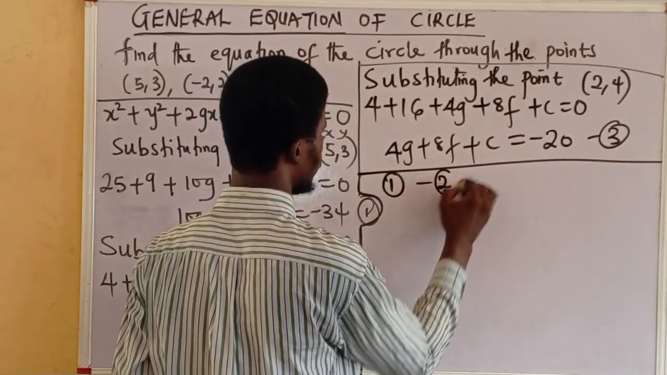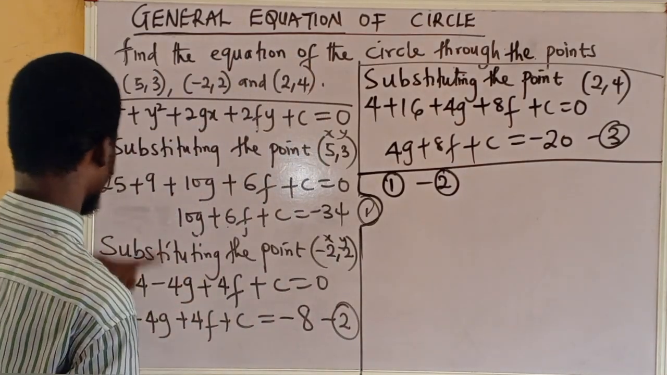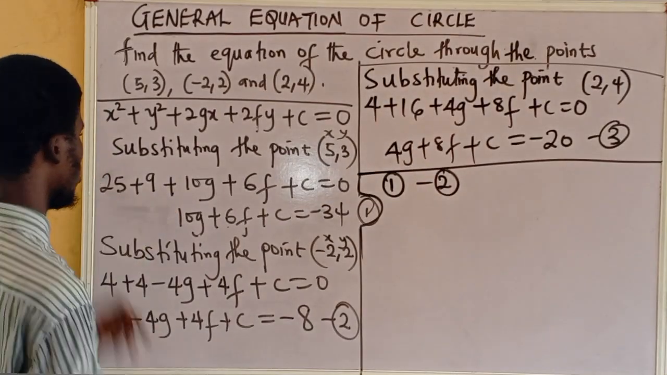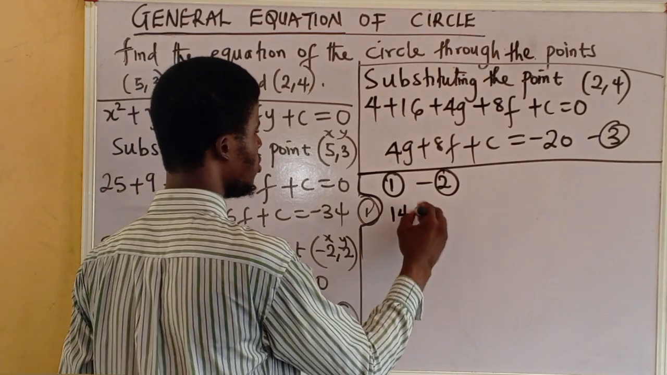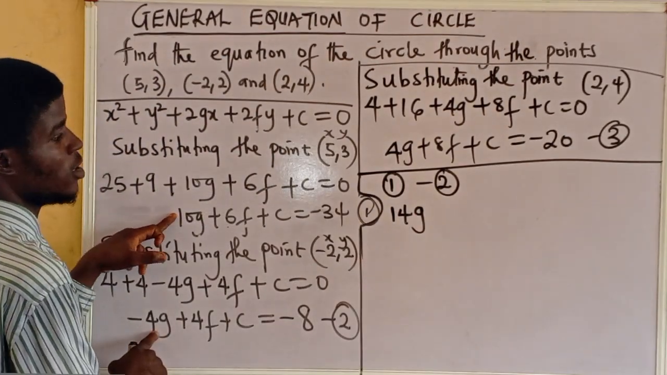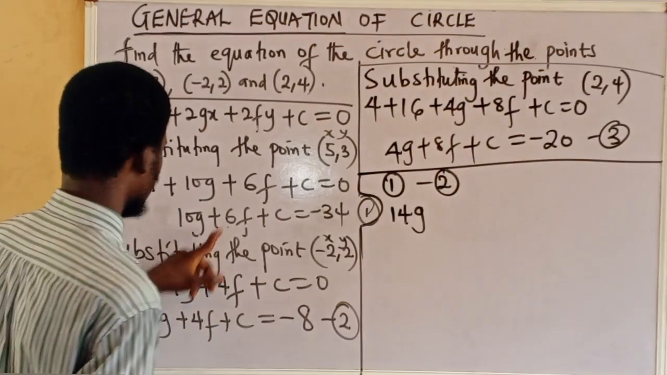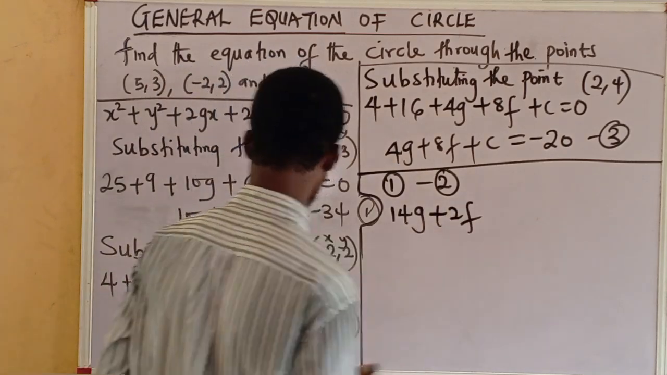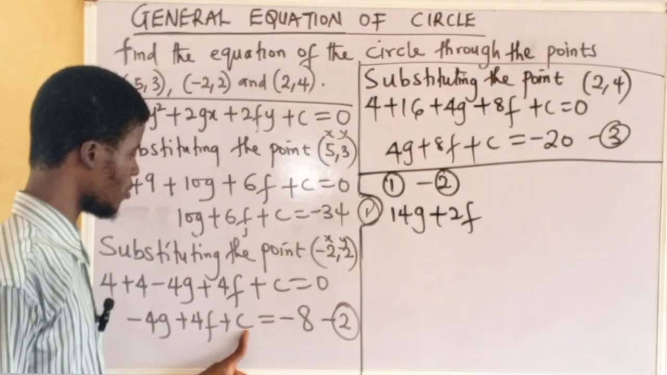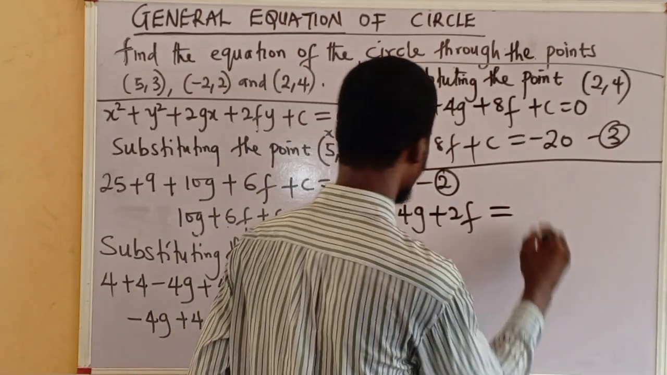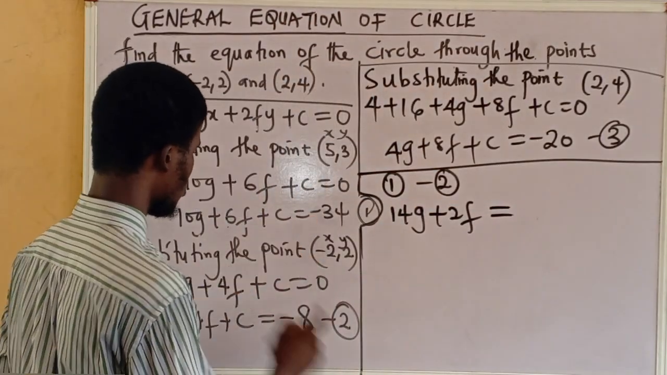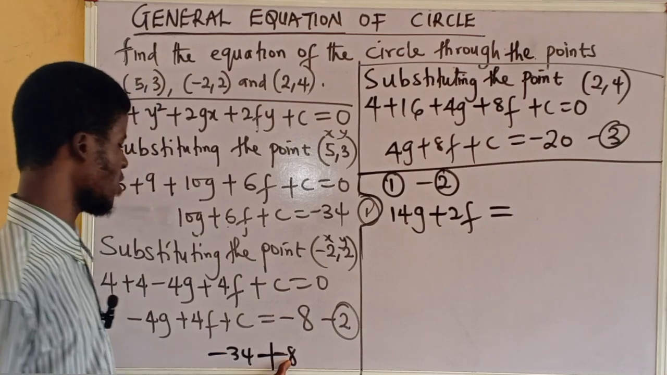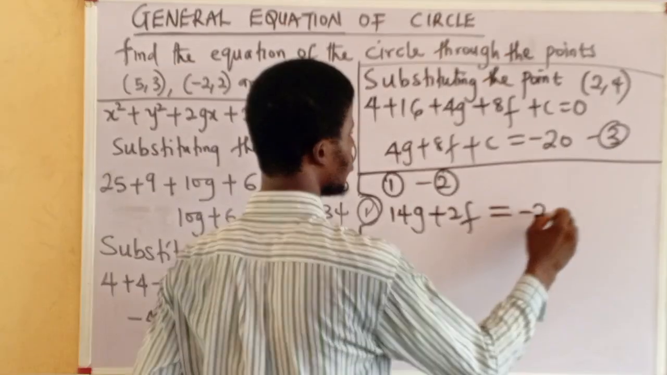Let's subtract equation 2 from equation 1. That is 1 minus 2. So 10g minus minus 4g, that will be 10g plus 4g. That's 14g. 6f minus 4f, that's 2f. c minus c, 0. That'll be equal to minus 34 minus 8, that's minus 34 plus 8, which is 8 minus 34, and that will give us minus 26.